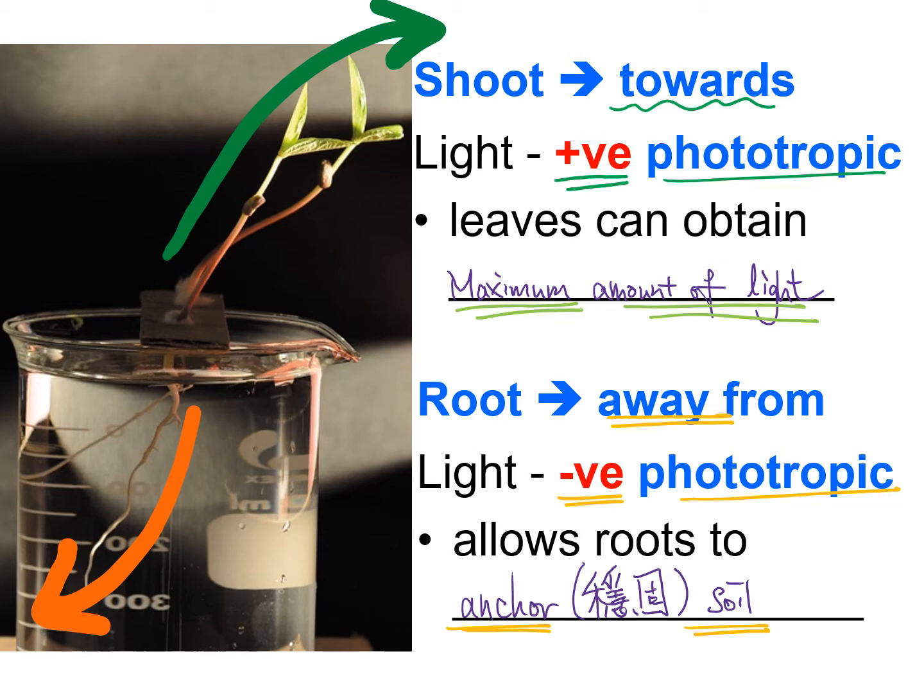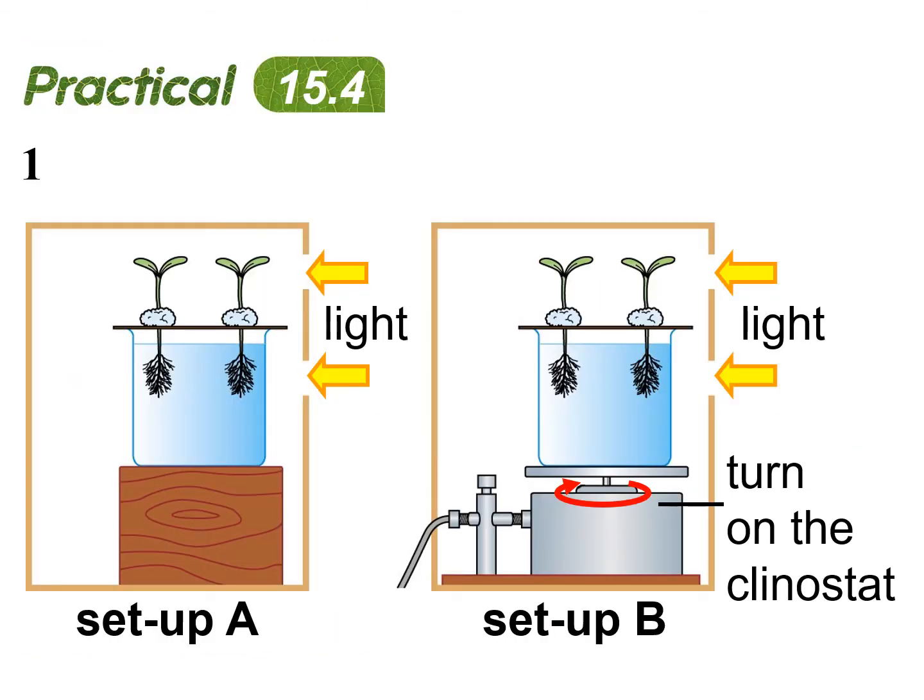anchorage to the soil. In the following pictures, there are two setups. In setup A, there are two plants growing in the black box. On the right, there is unilateral light. Can you make a guess what happens to the plant after receiving the unilateral light from the right? After a few days, the shoot should grow towards the right, towards the unilateral light. And this is showing the positive phototropism.